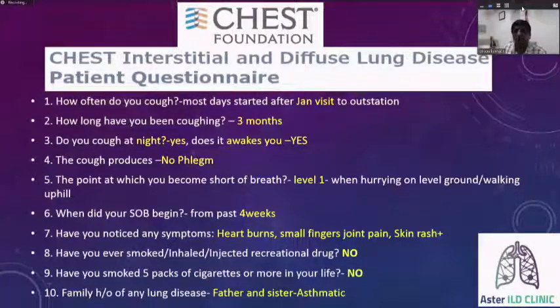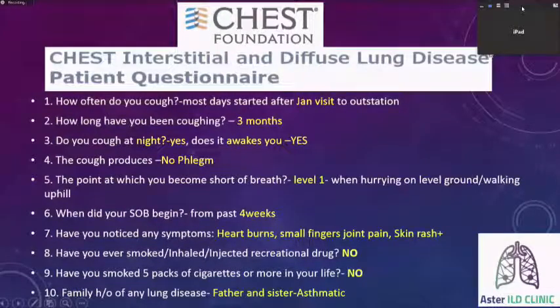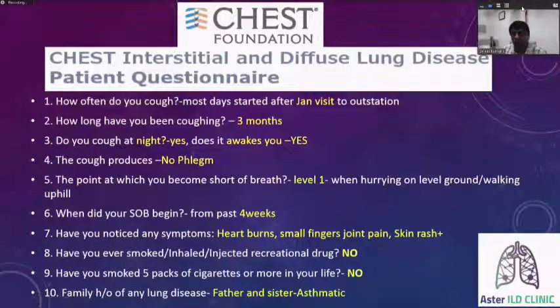When it comes to shortness of breath, for the past 4 weeks, whenever she walks on level ground at a hurried pace, she has this sort of shortness of breath. What are the associated symptoms, like heartburn, small finger joint pain, or skin rashes? There was no significant smoking history in the past, but her father and sister have an asthmatic history.